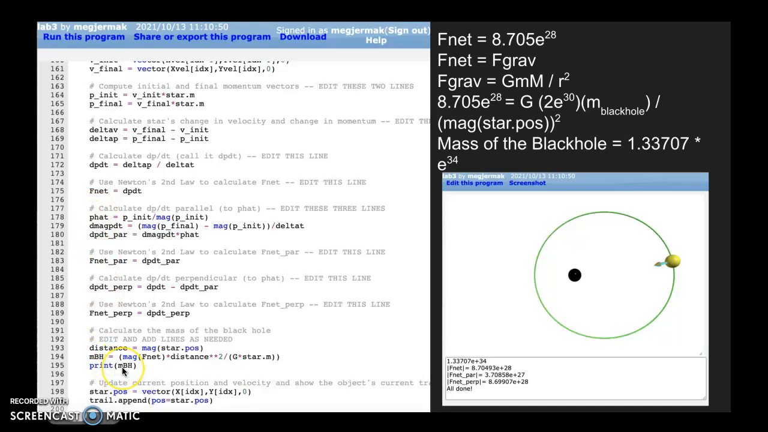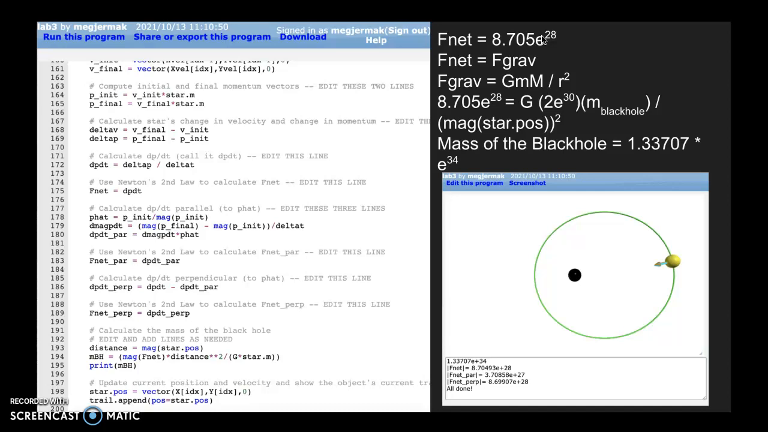I also wanted to point out how I found the distance from the star to the black hole, which is using the magnitude of the star position and the force of gravity equation to find the mass of the black hole. And this number right here, 1.33707 times e to the 34, is what we got for the mass of the black hole. I also wanted to show above how I found that, which is using F-net equals F-grav, which equals the G constant times the mass of the black hole times the mass of the star over the distance squared, which gives that mass for the black hole.